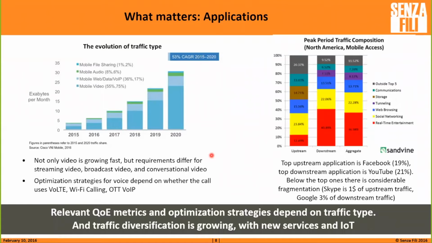Same thing for voice. We don't have just VoLTE and obviously circuit switch, but also we have Wi-Fi calling, and again also OTT, voice over IP. So again, there is more differentiation in terms of traffic, and when you think from the point of view of optimizing the network, it makes it more complex to understand what the relevant QoE metrics are and how to use them. So for instance, for video, there are different elements that come into play.